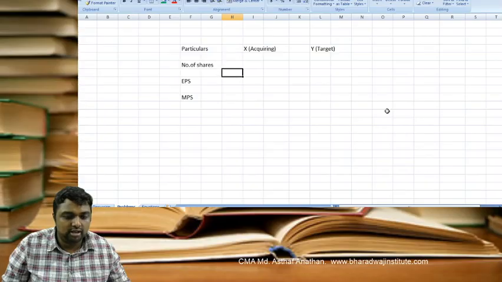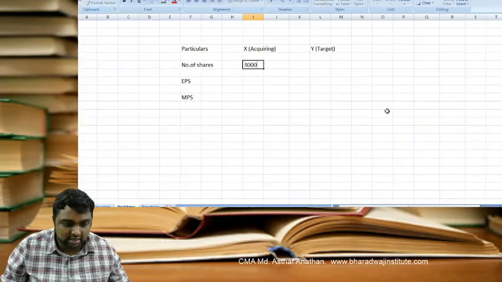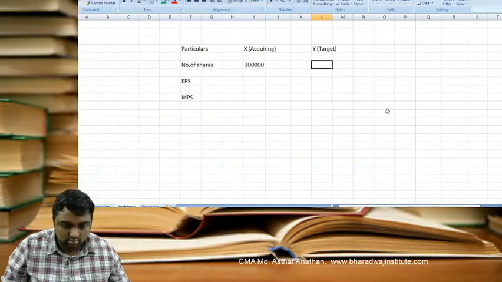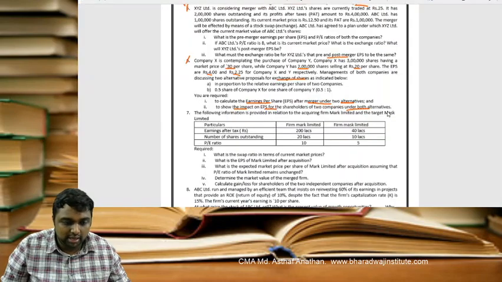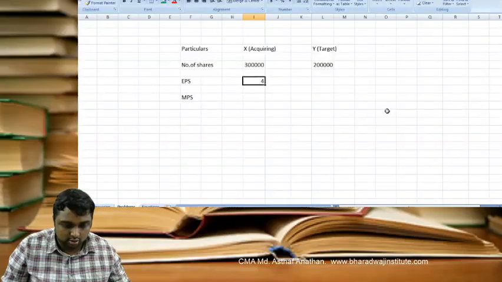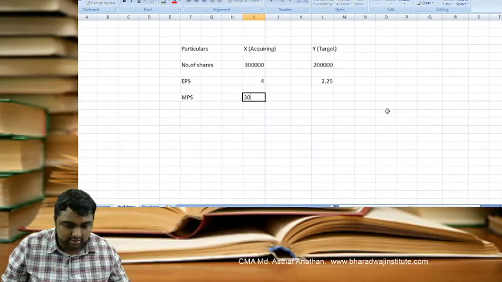What is the number of shares? See, most of the data are given in the question. Company X has 3 lakh shares. What about Y? Y has 2 lakh shares. EPS is what? For Y, 2.25. Market price is 30.